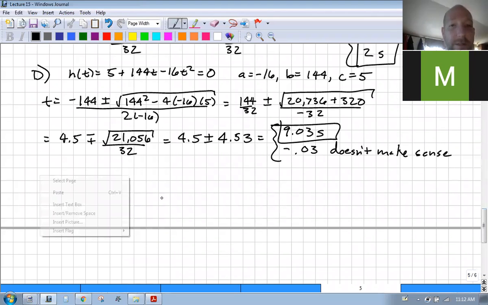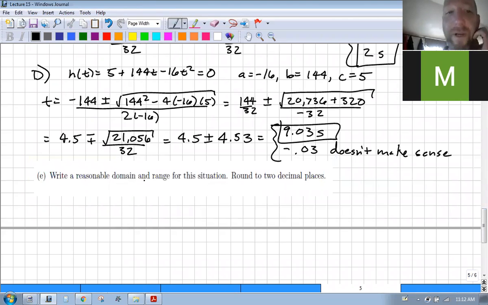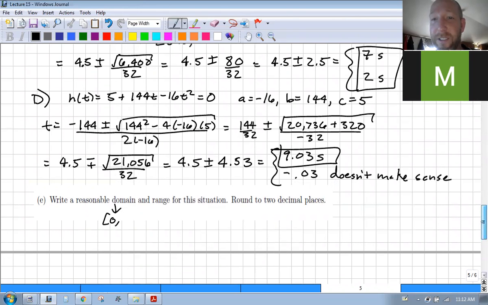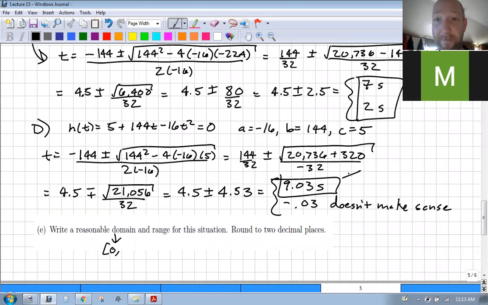Domain and range. All right. As far as domain, that's the left and the right. That's the time, right? So we're concerned with the time starting at 0 until it lands and hits the ground, right? We found that it hit the ground at 9.03 seconds. So that's our domain, our left and right, that's of interest.